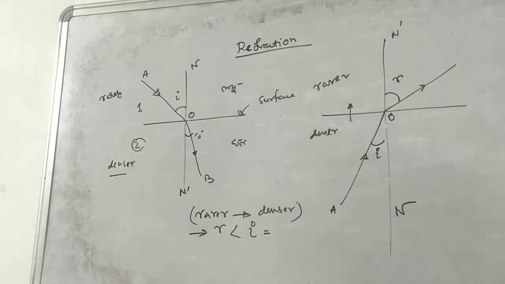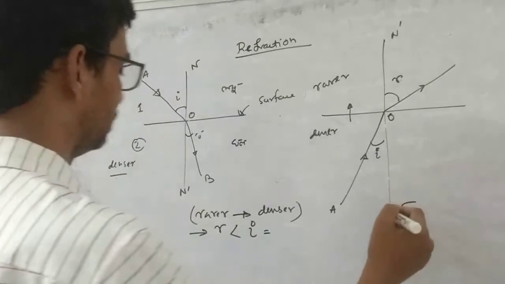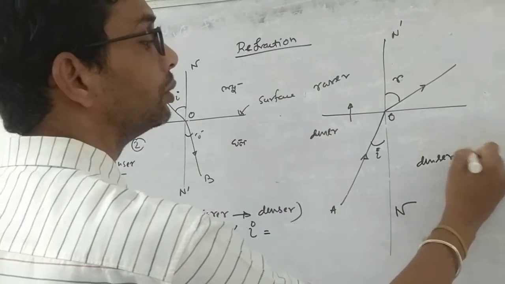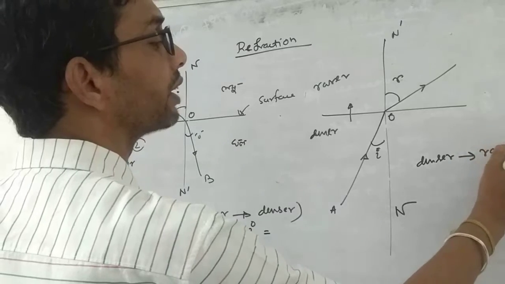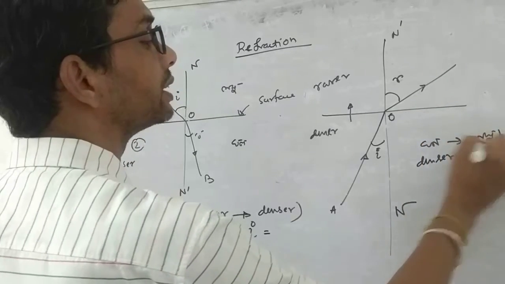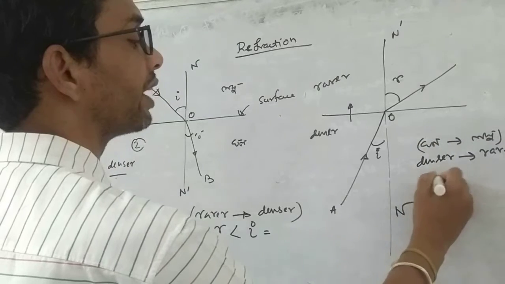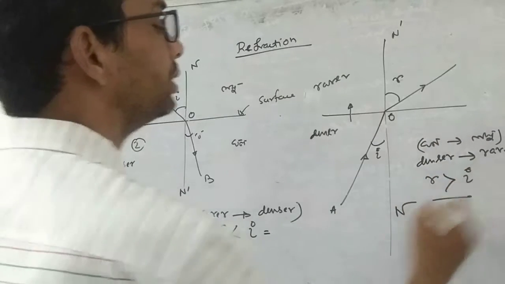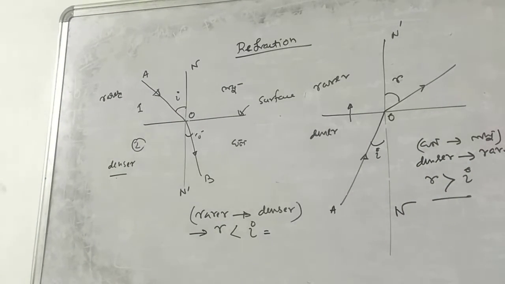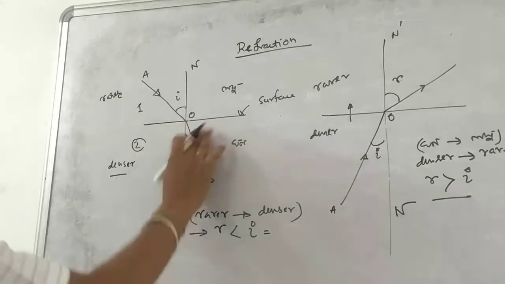And we understood that in this case, for denser to rarer, that is, if refraction happens from ghono to laghu, the angle of refraction is greater than the angle of incidence.